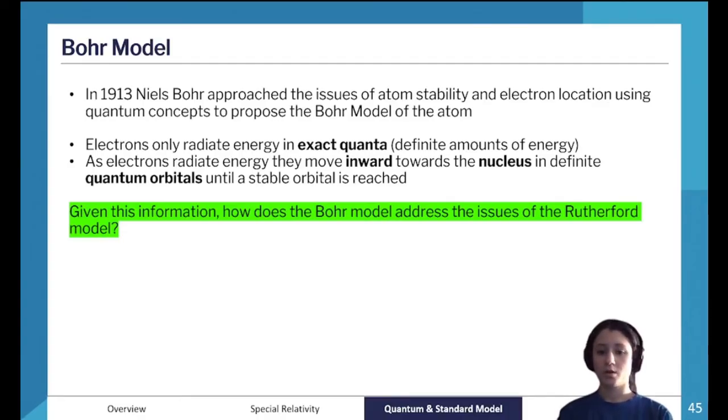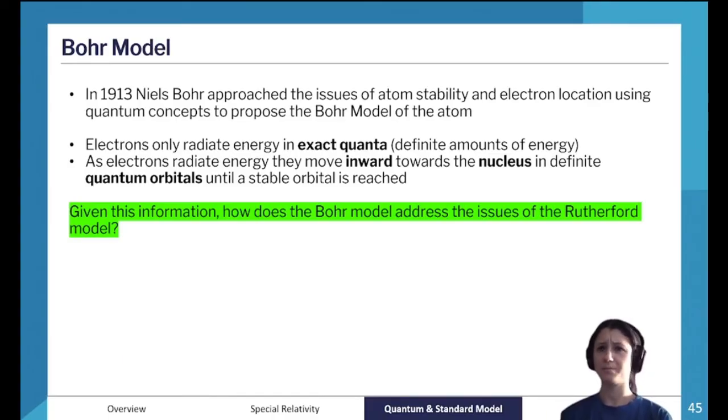So have a quick think about how this addresses the issues in the Rutherford model. All right? So firstly, if energy is only radiated in exact quanta, it means that only exact frequencies of light will be emitted, not a whole spectrum of light, as Rutherford's model predicted. So only a few different colors are going to be emitted, and this is exactly what we saw in experiments, right?